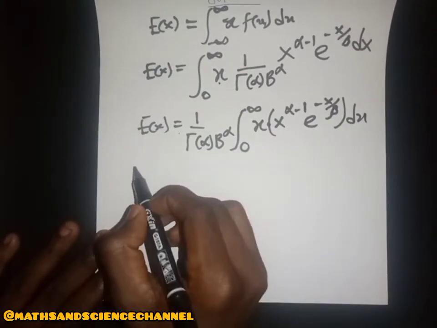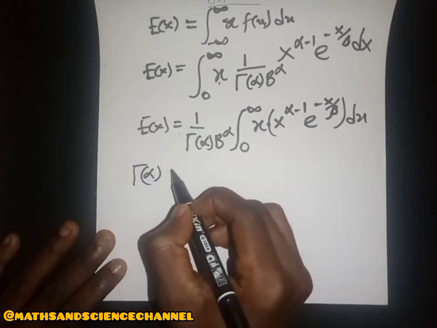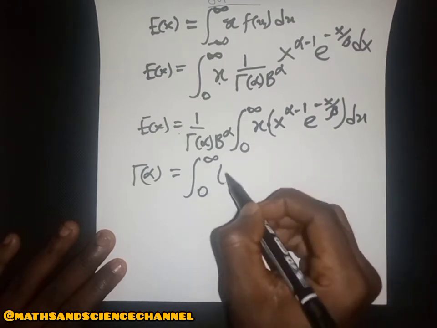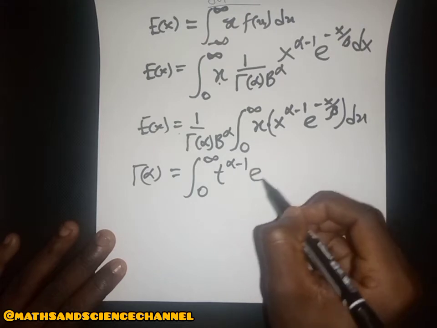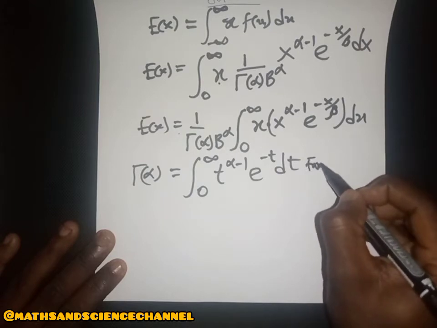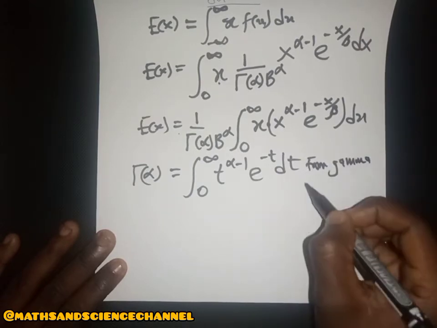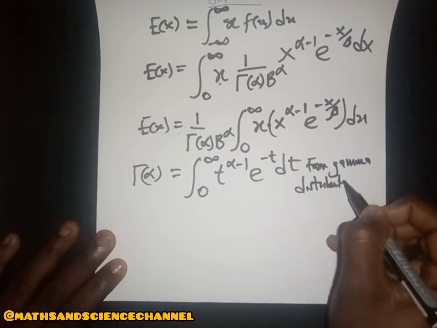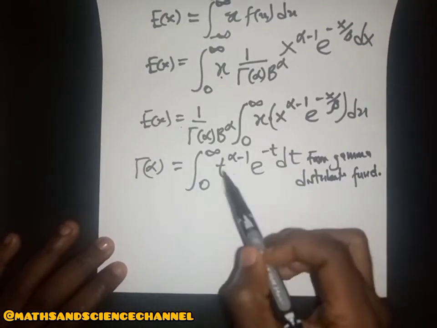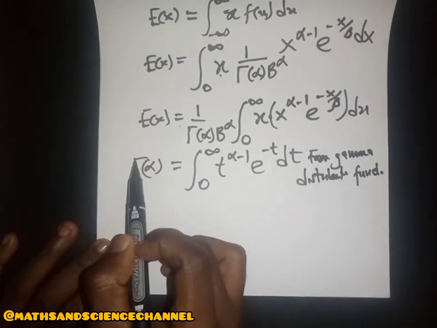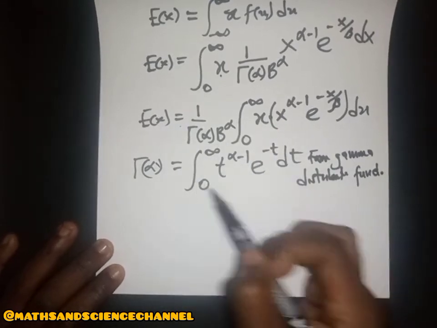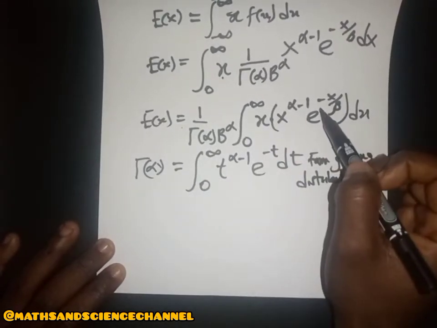So the gamma distribution function, the gamma of alpha here, is given by the integral from 0 to infinity of t to the power alpha minus 1, and then e to the power negative t, dt in this case. That is from the gamma distribution. So since we have this, what we are going to do next is to make this equal to that, because we are saying that the gamma of alpha is equal to the whole of that. So how do we make this integral, by comparing to this, equal to that? We will look at that one.